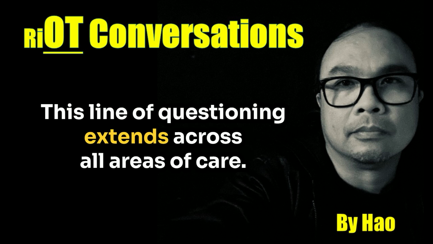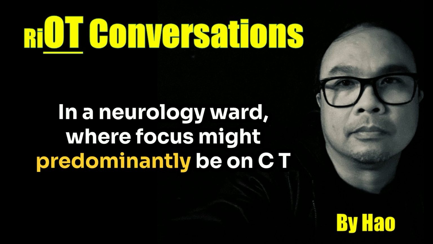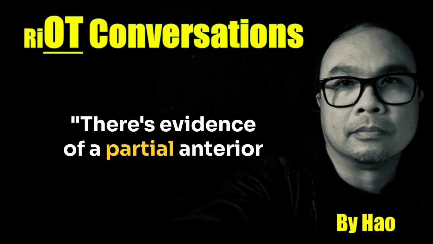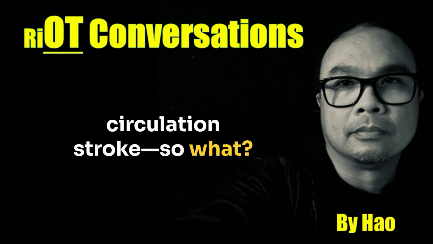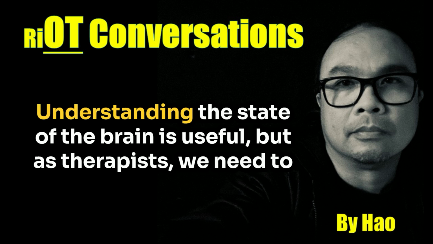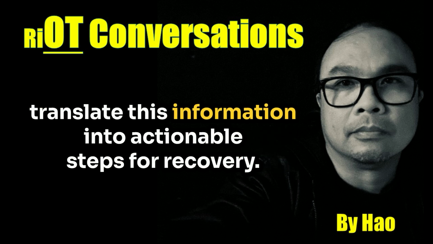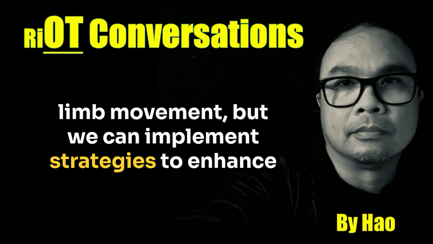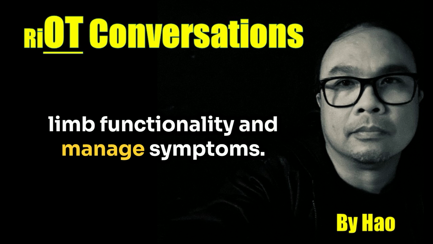This line of questioning extends across all areas of care. In a neurology ward, where focus might predominantly be on CT scans and brain statuses, I shift the perspective to functional outcomes. There's evidence of a partial anterior circulation stroke, so what? What does this mean for the patient's physical and functional capabilities? Understanding the state of the brain is useful, but as therapists, we need to translate this information into actionable steps for recovery. There's no medication that can reverse brain damage affecting limb movement, but we can implement strategies to enhance limb functionality and manage symptoms.